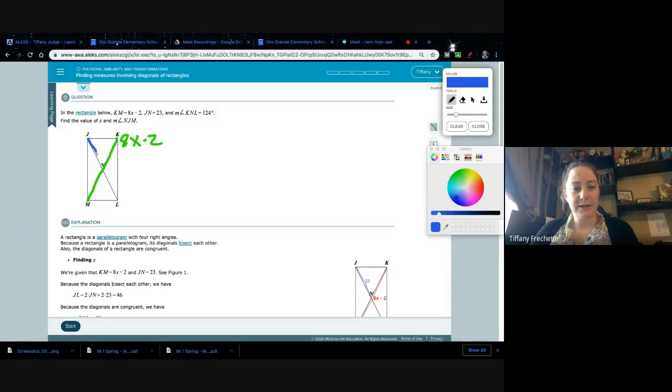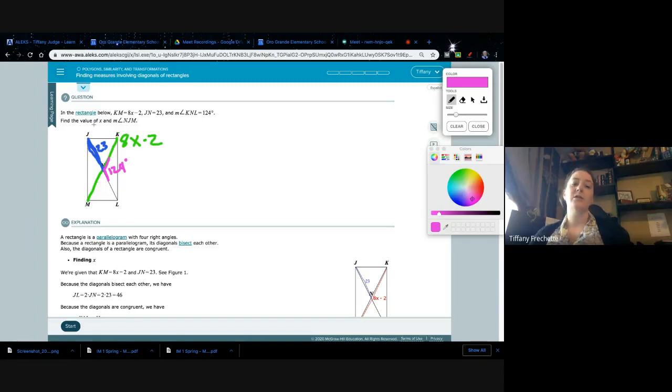JN, which is just this piece here, is 23. And let's go with pink for the next one here. KNL, so I didn't do the whole thing, so I'm not covering up all the green. This is 124 degrees.